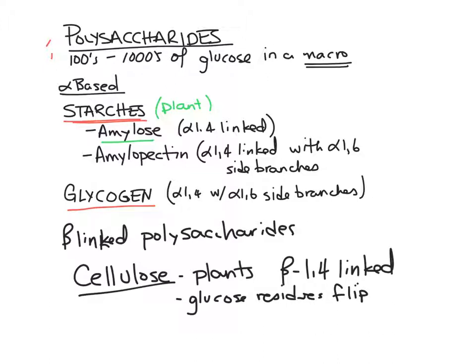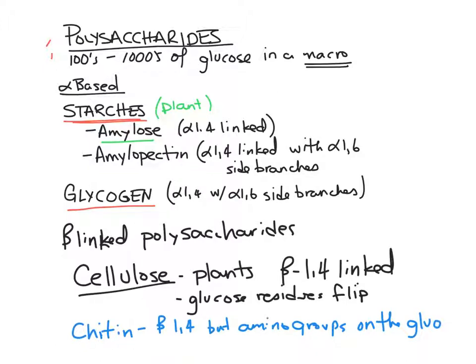And then the other one is, we'll just throw in, it's found in some animals and in fungi, and it's chitin, and it's again beta 1,4, but there's also amino groups on it, on the glucose. So it's a special, strange one there.